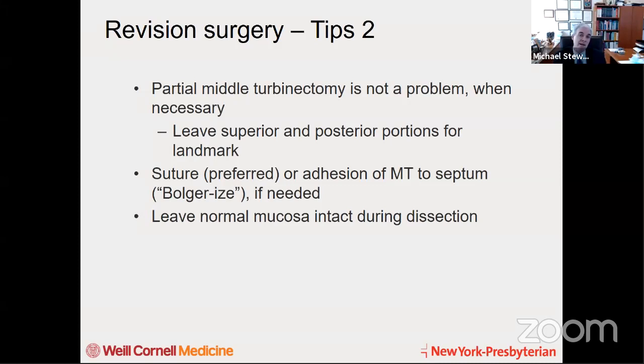And if I've done a partial middle turbinectomy, it's very easy for me endoscopically to identify the cut edges of the turbinate and still use that as an anatomic landmark. So you don't need to remove the entire thing. You can just remove the portion that is the problem.